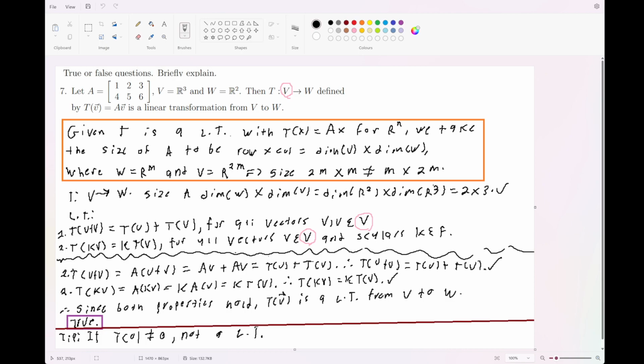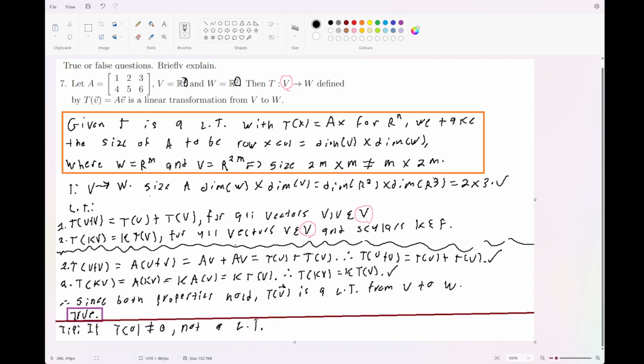Here we use a similar definition as we did in 6. We can just find the dimension similarly as defined here. Well, it's quite literally defined. Right, so given T is a linear transformation with T(x) equals Ax for R^n, we have that we're going from V to W. So the dim of W we see is the rows, and the dim of V, which is R3 of our column space, is equal to the number of columns, right? 3 columns, 2 rows. Anyways, so to check if it's a linear transformation from V to W, I just show that the dimensions match right here.